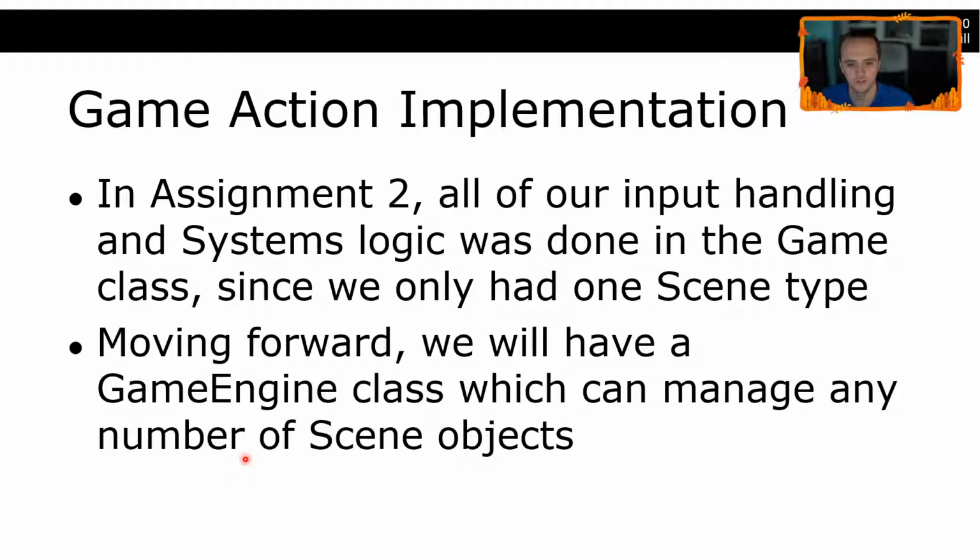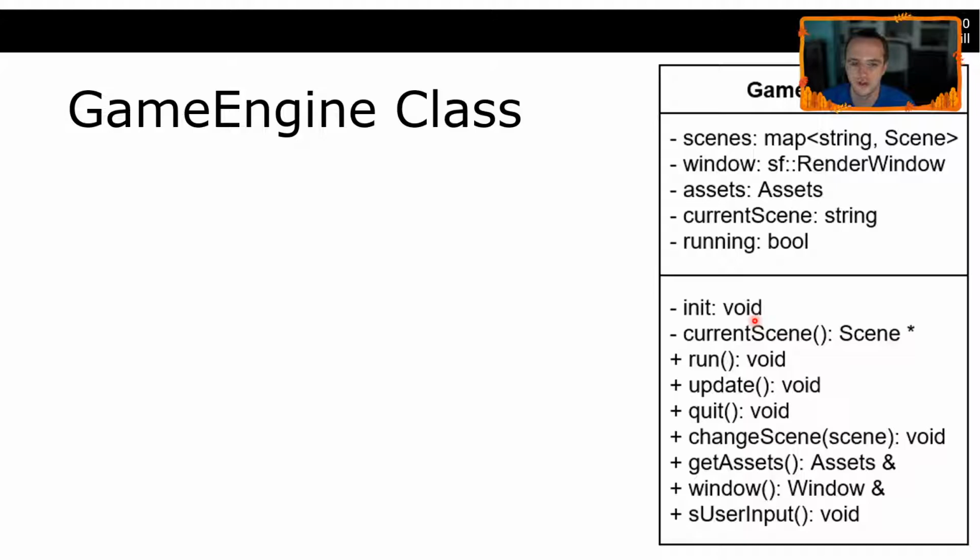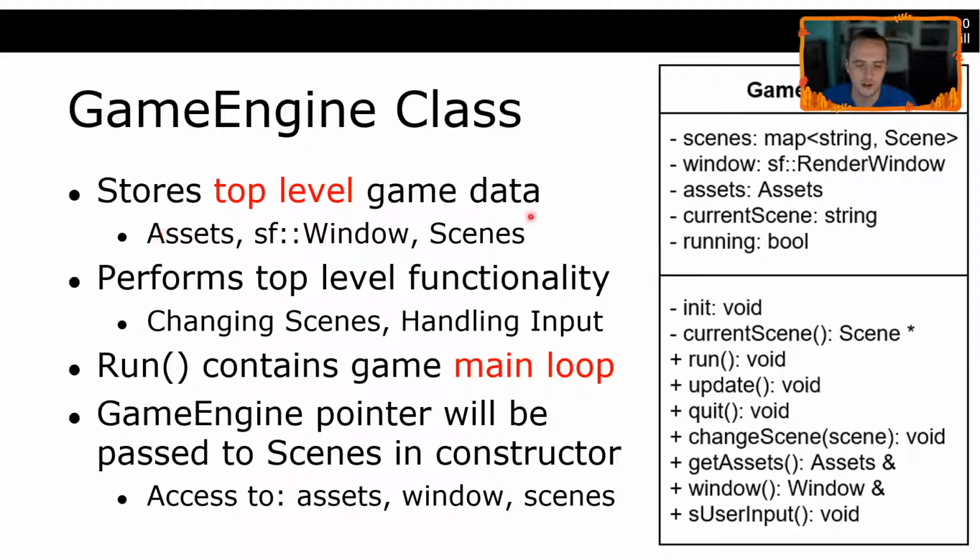So moving forward, we're going to have a game engine class. We talked about the assignment 3 architecture updates in a previous lecture. In that game engine class, we're going to have many different types of scene objects. We could have a menu scene, an overworld scene, a battle scene, etc. Let's quickly recall what we're going to do with these classes. Here's the game engine. We're going to store the top level game data in the game engine, for example the assets, the window, and the scenes.